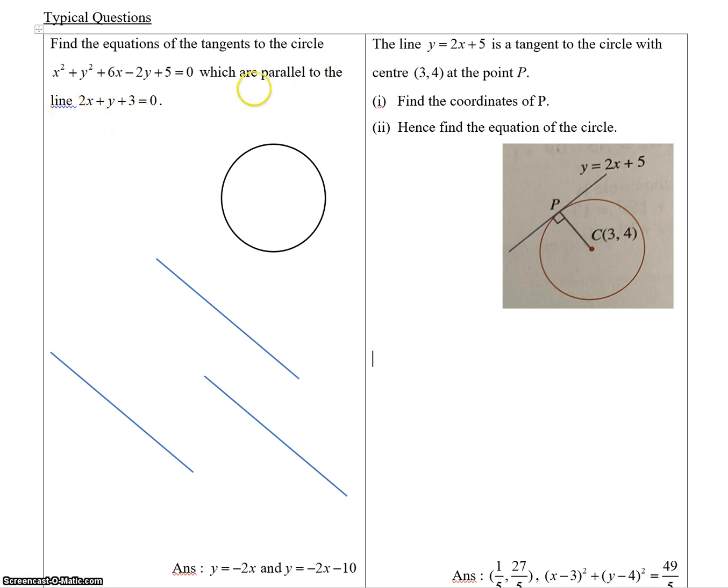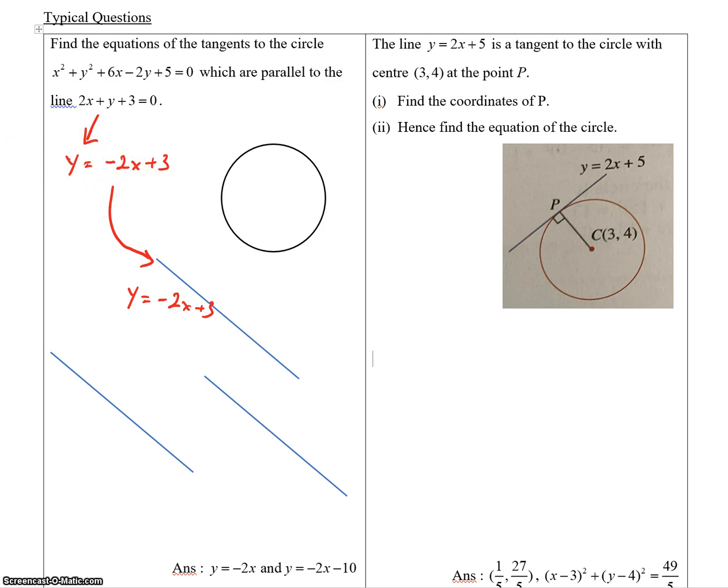Parallel to the line is important because this line has the same gradient as the tangents that we are supposed to find. But this is not in the form y equal to mx plus c, so we do not know the gradient of this line. We need to get the gradient out first. Okay, so this is how it looks. From this equation, I'm going to convert it into y equal to mx plus c, which means the gradient is -2.